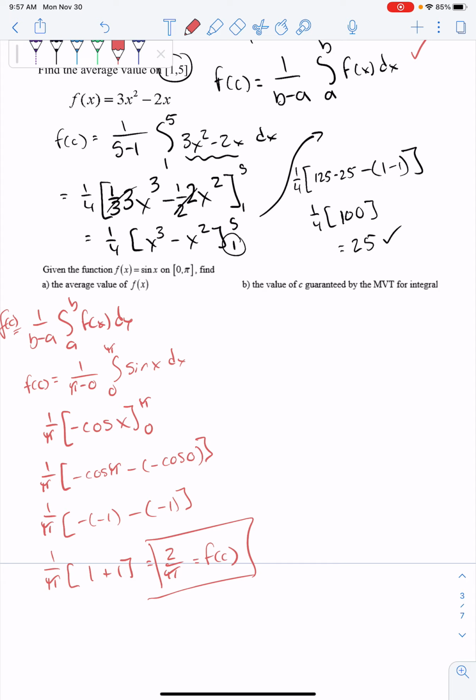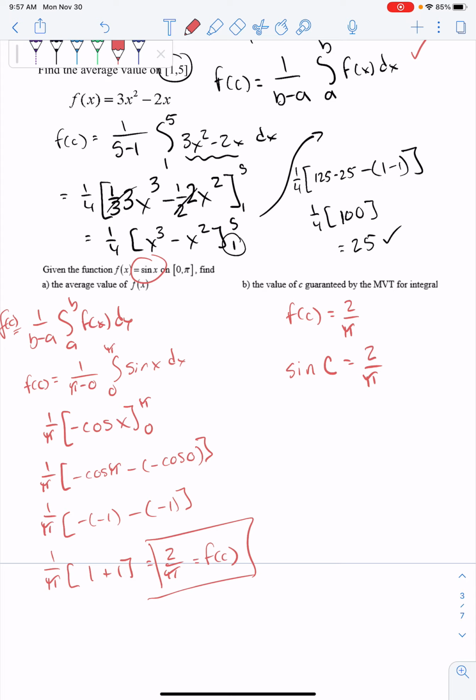That's my average value. So now it wants me to find what that c value is. So I know that f of c is equal to 2 over pi. I don't know what the c is though. So if I change my f of c, my function is just sine of x. So that's just saying that sine of c is equal to 2 over pi.